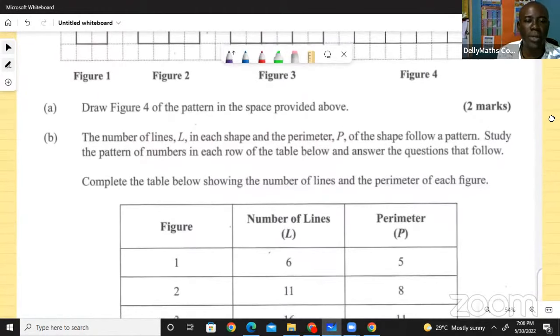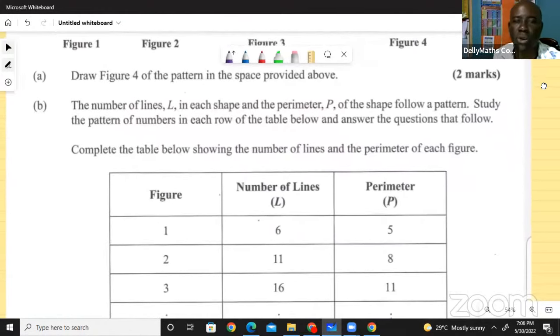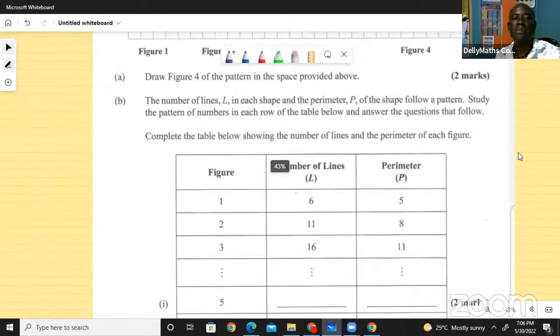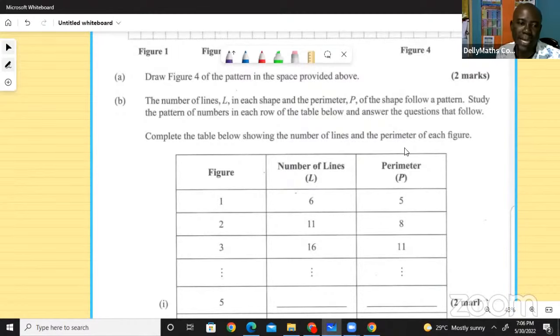Now, after we collect that 2 marks, they are saying to us now, look at the table. Let me minimize the screen. It says the number of lines L in each shape and the perimeter P of the shapes follow a pattern. Study the pattern of the numbers in each row of the table below and answer the question that follows. Complete the table below, showing the number of lines and the perimeter of each.